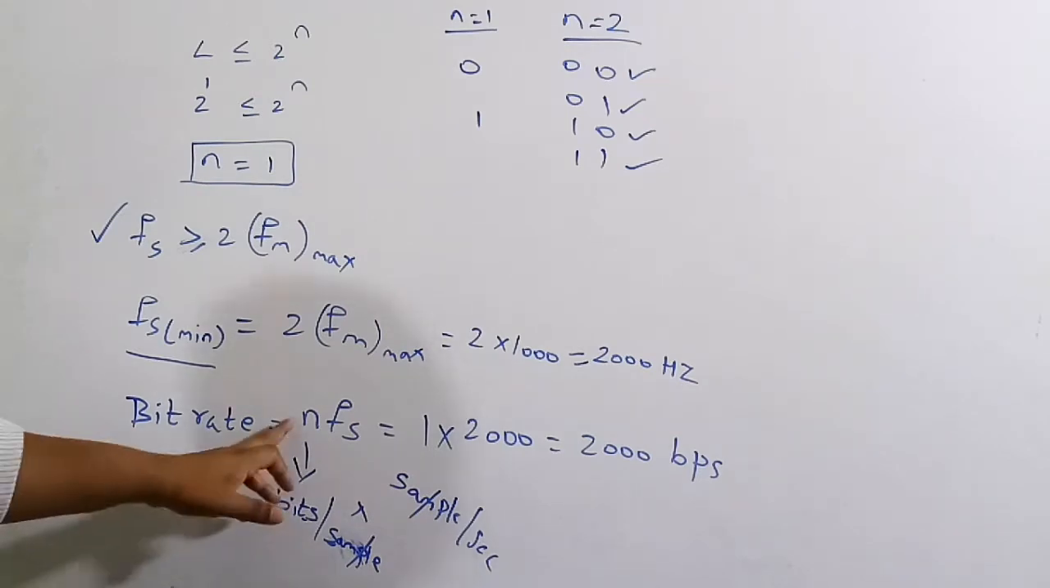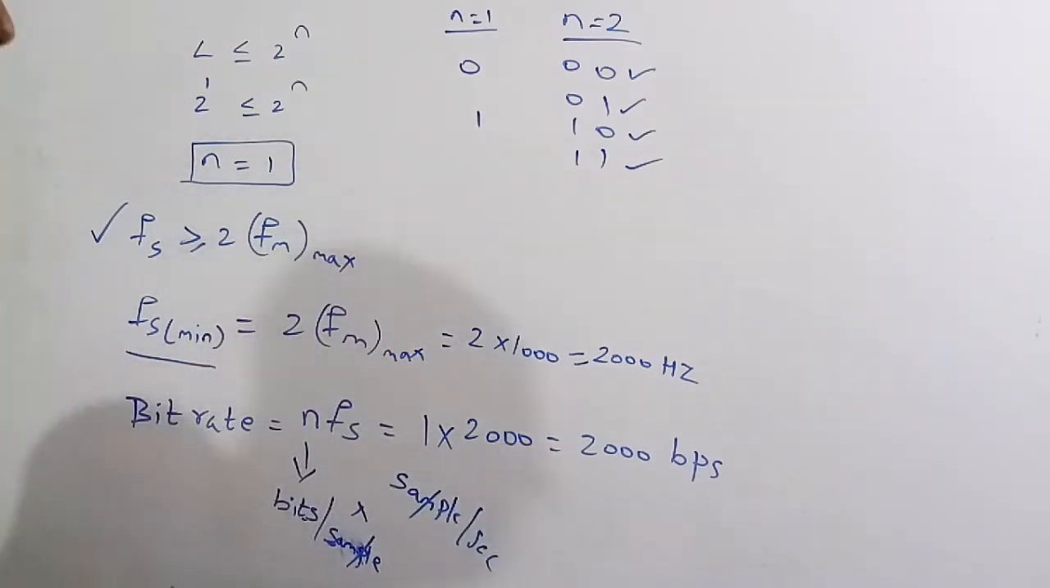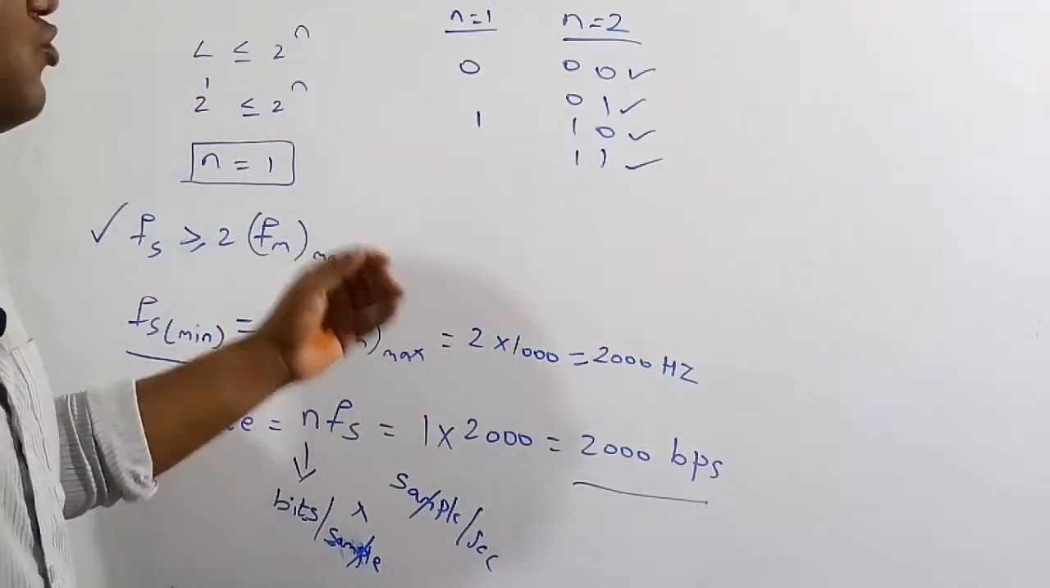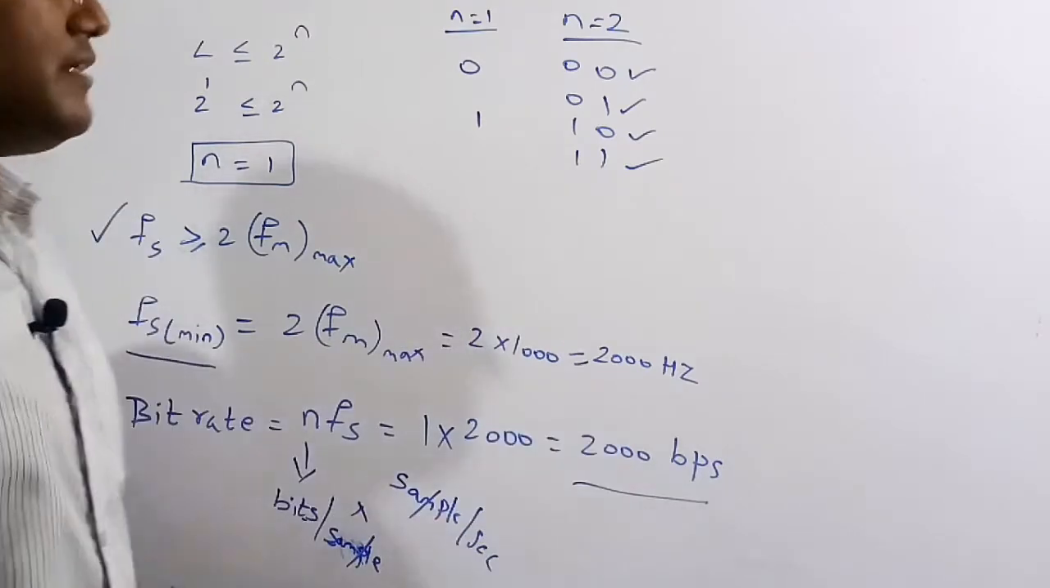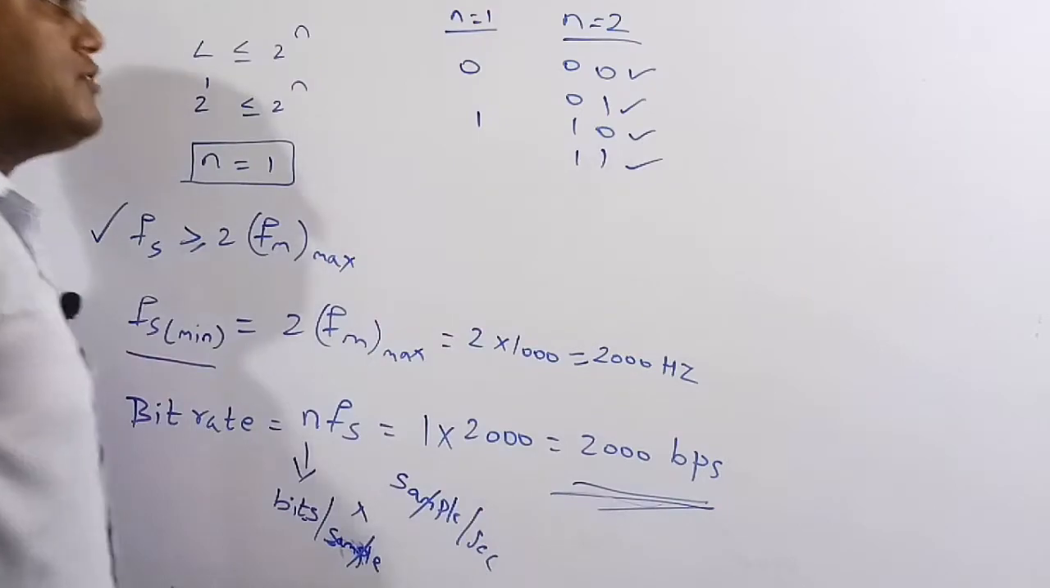So n into fs, we know the value of n is 1 and fs is 2000. If you do the multiplication, we get 2000 bits per second, which means in 1 second 2000 bits are being transferred by this circuit. So the correct solution is 2000 bits per second.